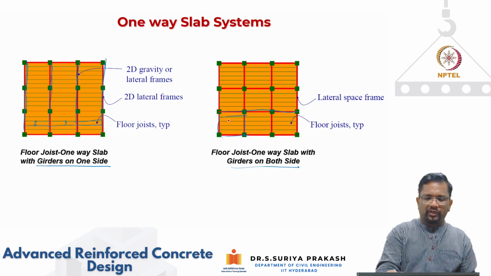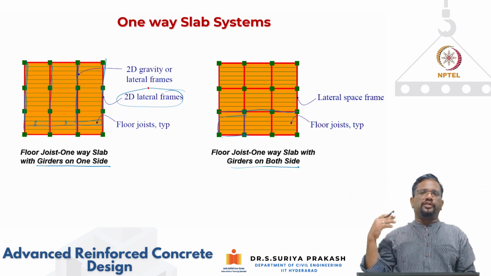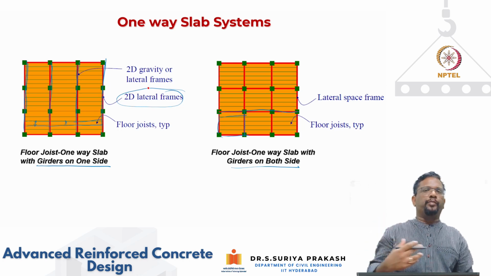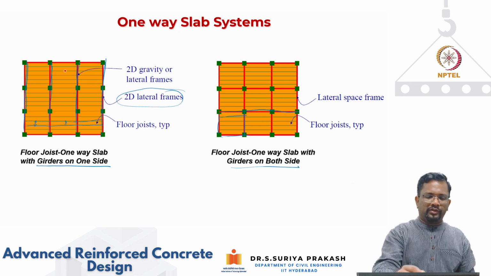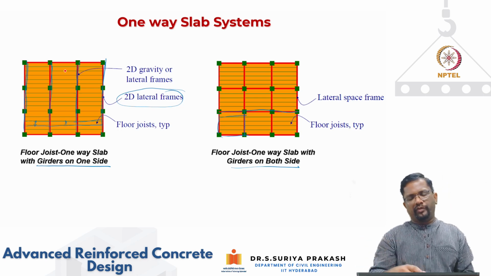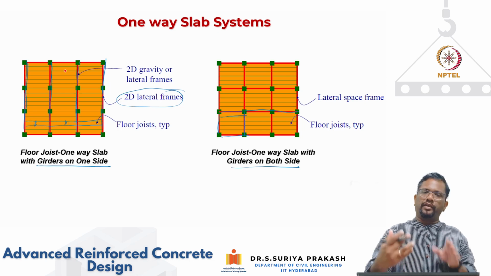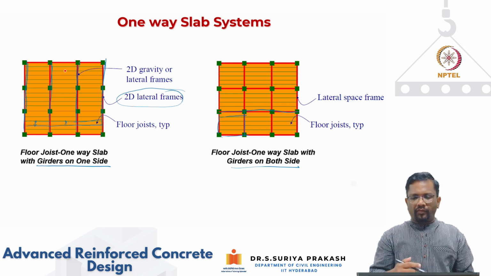Now why is this called 2D lateral frames? If it is a moment resisting frame that is considered, and if they are quite rigid and going to take part in lateral load resistance, then we call such frames lateral load resisting frames. Sometimes the intermediate ones can also be designed either only for gravity purposes or as lateral beams. So how do you decide whether it is gravity or lateral? It all depends upon the dimensions of the beams and columns that are there.